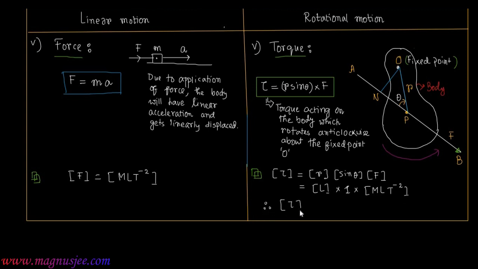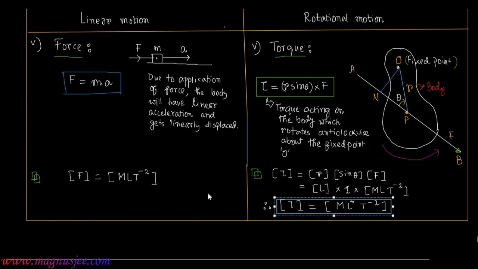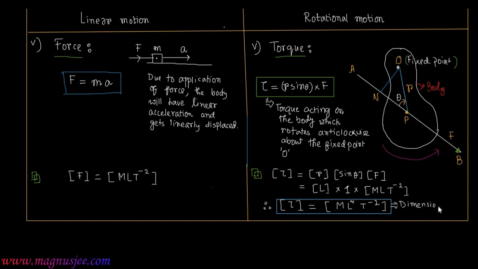Finally, we get the dimension of torque tau as ML² T⁻², that is the dimensional formula of torque. Dimension of tau, which is ML² T⁻², is the dimension of torque, due to application of which a body will have a rotational motion.